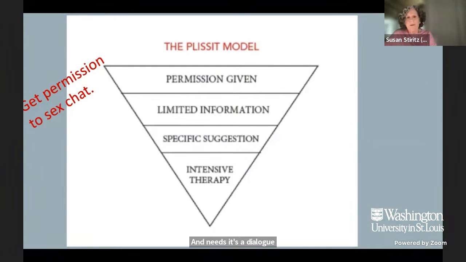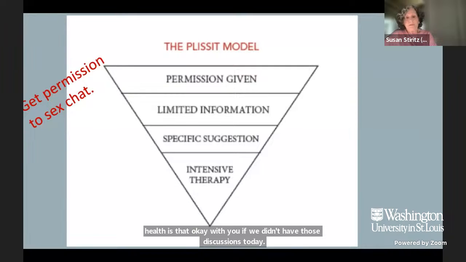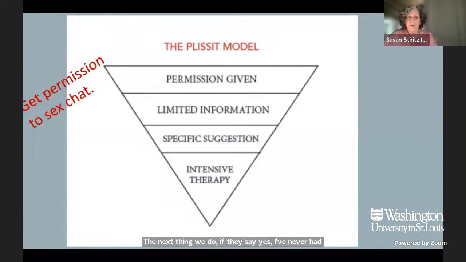So the PLISSIT model has 4 levels of conversation. First is giving permission, getting permission from the client, saying, we consider sexual health an important part of your total health. Is it okay with you if we have those discussions today? The next thing we do, if they say yes, I've never had anybody say no, actually. I think people are desperate to talk about sex.